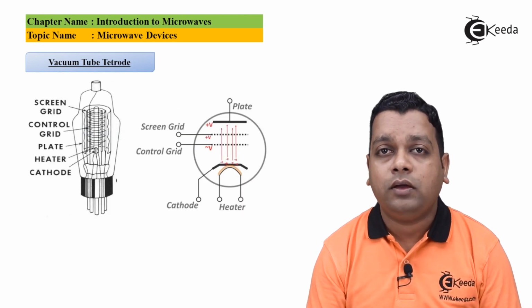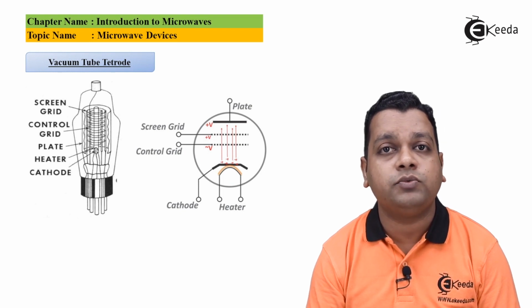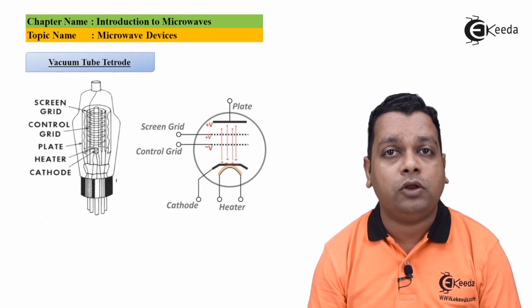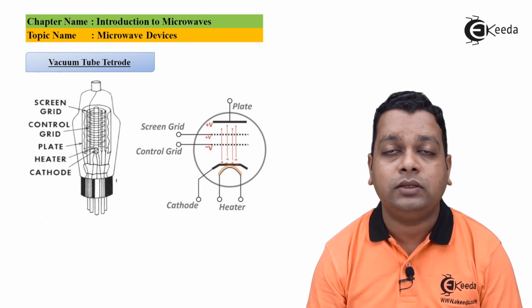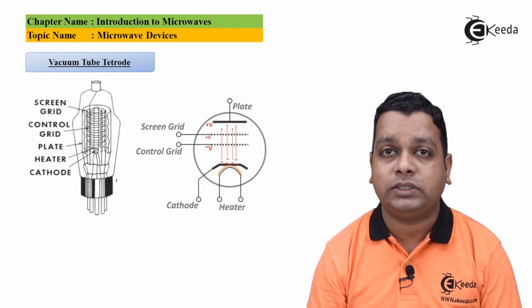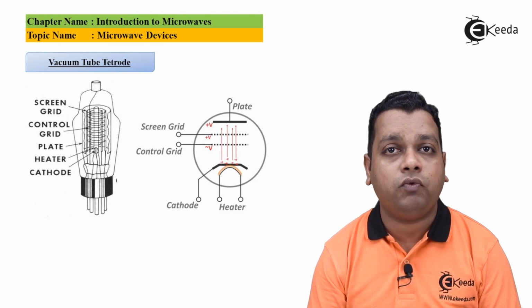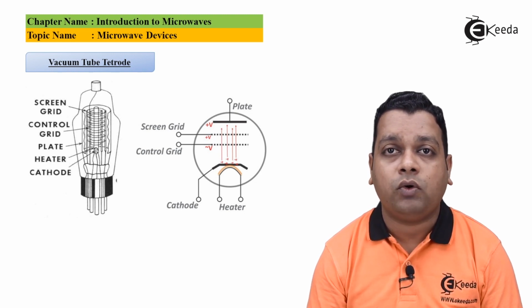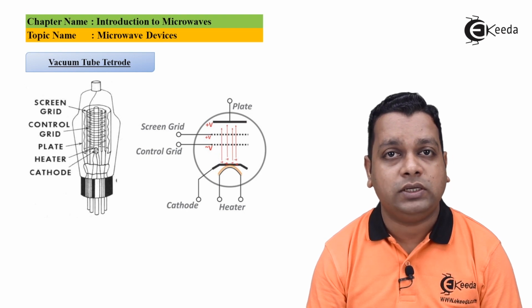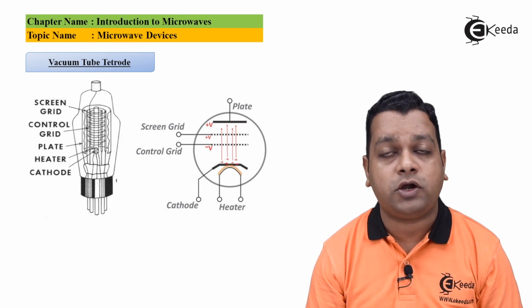Now if we add one more grid terminal, you can see here two types of grids. Along with the cathode and the anode there are two grids, named the control grid and the screen grid. So in total we have 4 terminals, or 4 electrodes, in this device. Hence the name of this vacuum tube is vacuum tube tetrode.